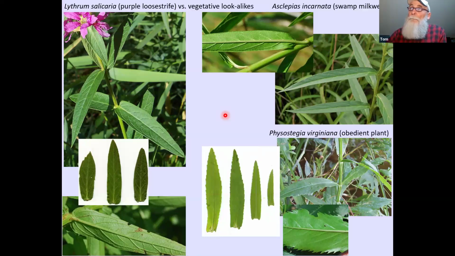So we see Lythrum here on the left, and it's got opposite leaves. That's an important characteristic. It's got leaves that are pretty much sessile. Here's some leaves off separately by themselves. There's no petiole down here at all. There can be a tiny, short little petiole in some situations, but most of the time not. Pretty lanceolate shaped, as we can see as well.